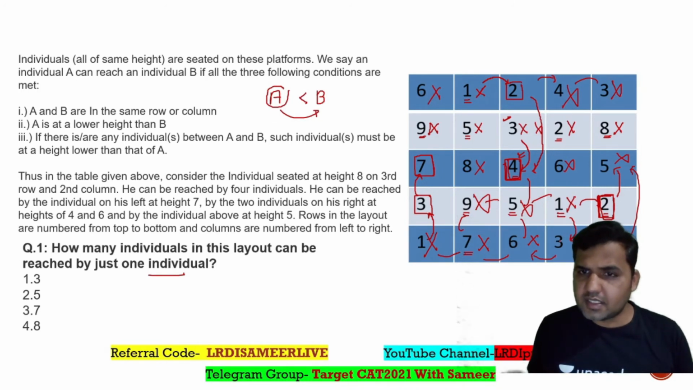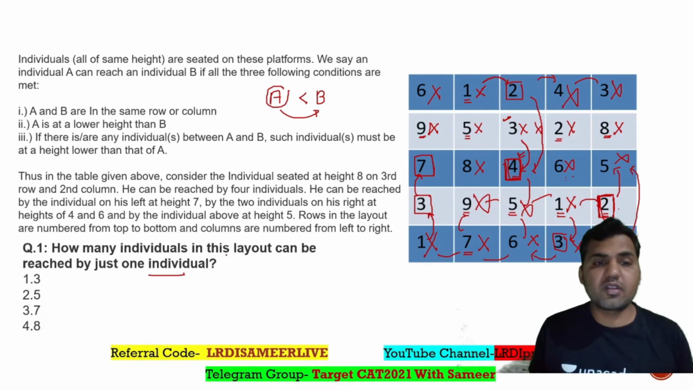And 6, you can see that 3 can also be approached by 6 because the person between 6 and 3 is 1, which is at a lower height as compared to 6, so eliminate it. And then you have 9. You see that 9 can be approached by 2 and 3 both, so this will also be eliminated, right? I'm looking for those individuals which can be reached by just one individual.